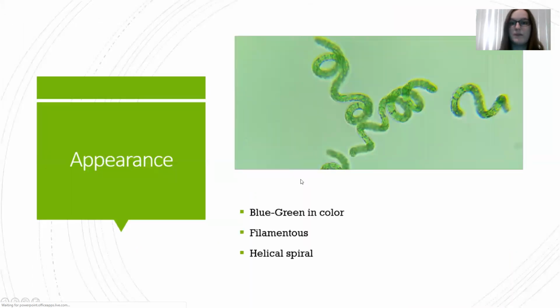If we move on to appearance, this is what it looks like. Cyanobacteria is known as blue-green algae, even though it is not an algae technically. They get their bluish-green color from the pigments, from their chlorophyll and things like that that help them with photosynthesis. They are filamentous, so they have a bunch of little prokaryotic cells that are linked together in a chain, and that's going to be called a filament.